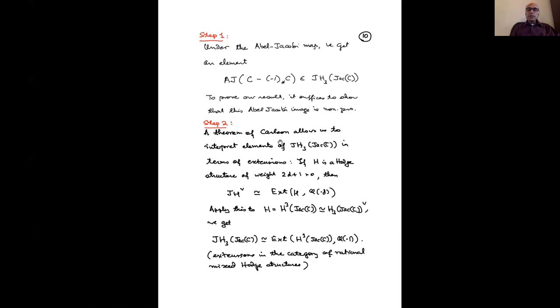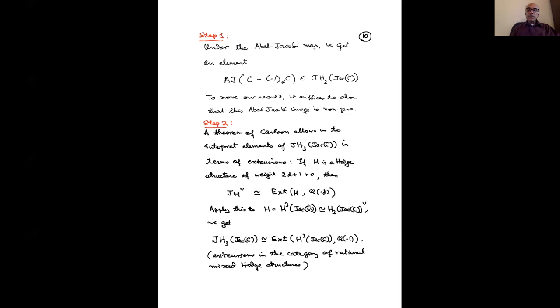Now there's a theorem of Carlson that allows us, as you'll see by the way as we go through this, this whole subject seems to involve a really beautiful interplay of lots of tools. So right now we're going next into mixed Hodge structures. There's a theorem of Carlson that allows us to interpret elements of this intermediate Jacobian in terms of extensions in the category of mixed Hodge structures. In general, what he says is that if H is a Hodge structure of weight 2d plus 1, then the intermediate Jacobian of H dual can be thought of as the Ext group of H by the Tate motive Q(-d).